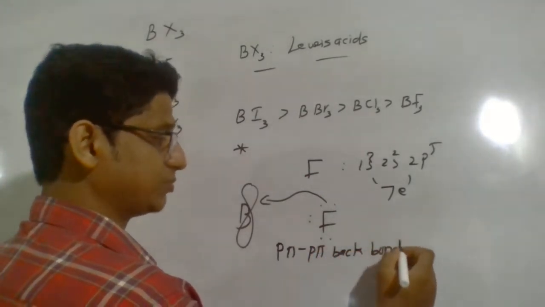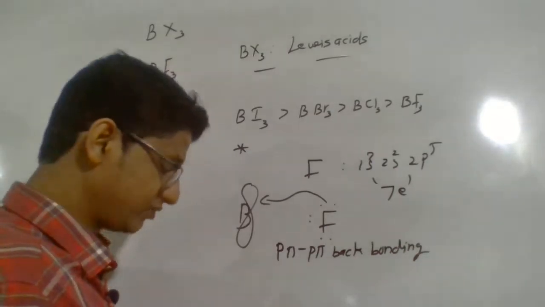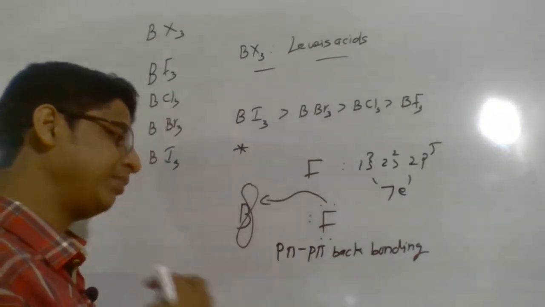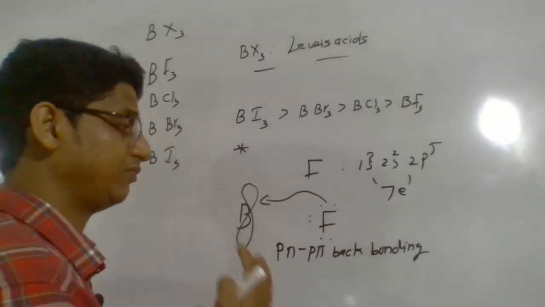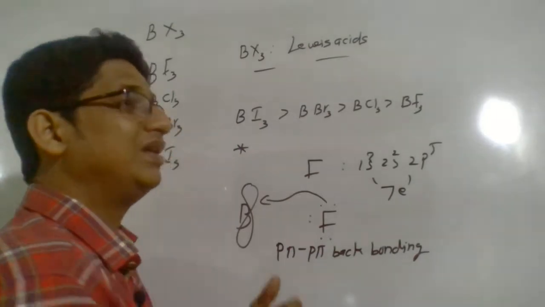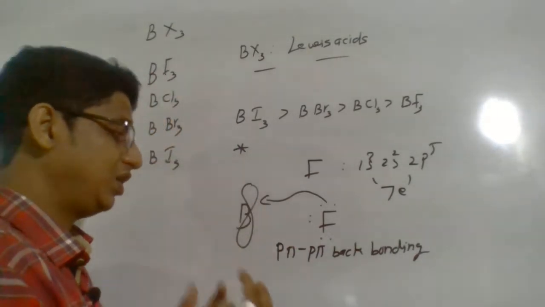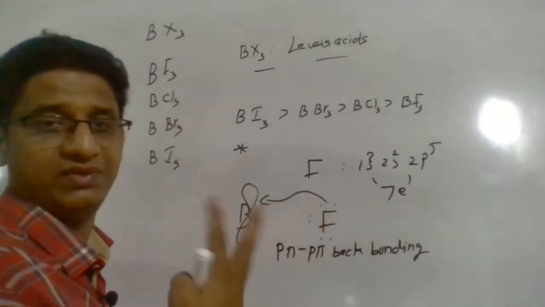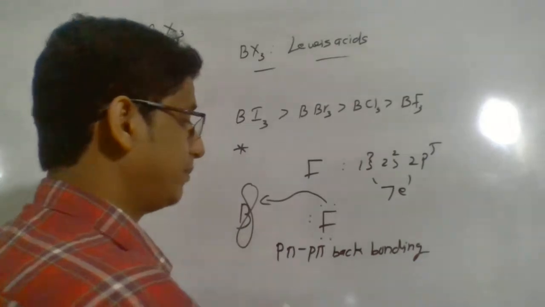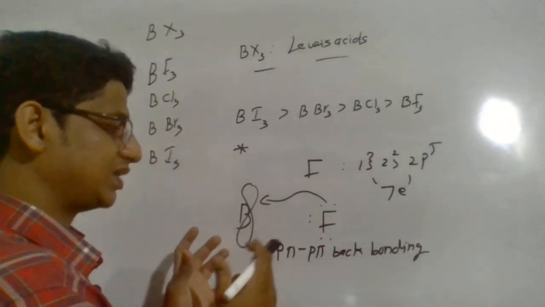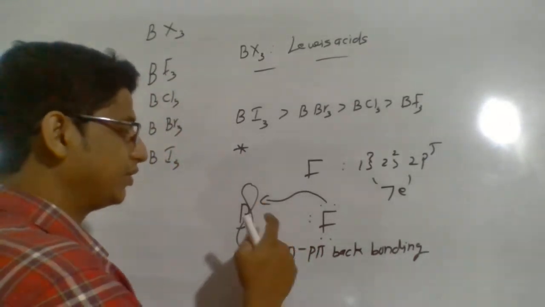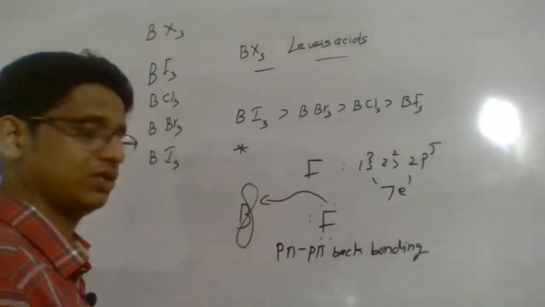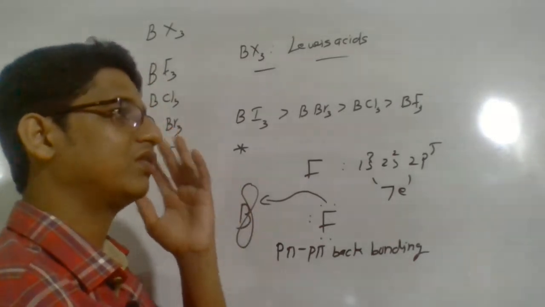Because of this p pi back bonding, the boron atom is now getting some electrons from the fluorine atom, which makes it less Lewis acidic, because if the boron atom is more electron deficient, it will show more Lewis acidity. But because of the comparable size and the p pi back bonding, the boron is getting some electrons, so it's not that much electron deficient.